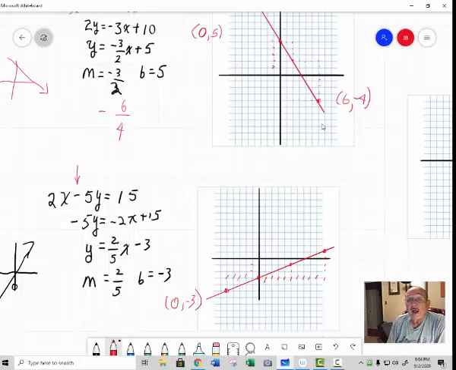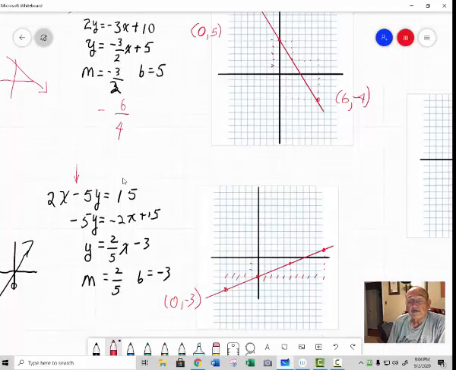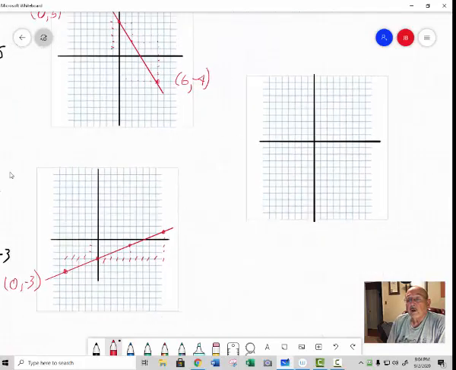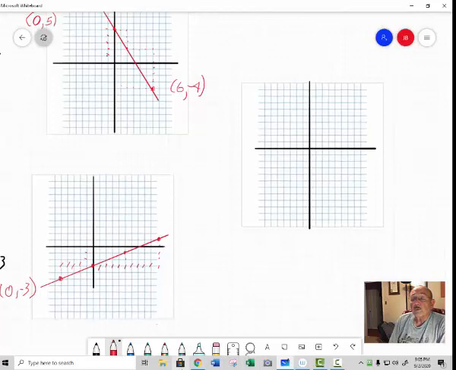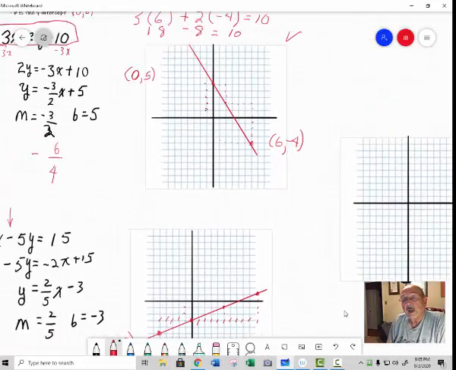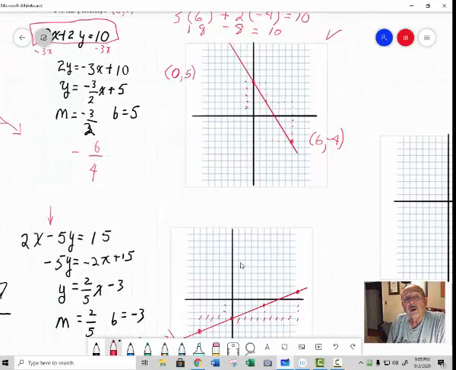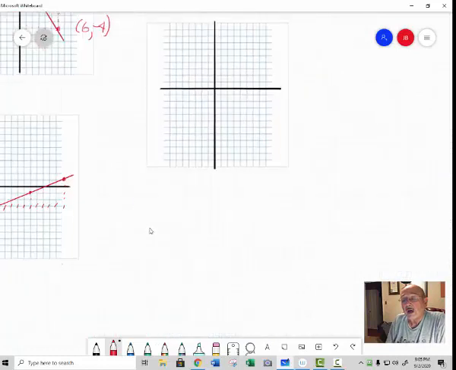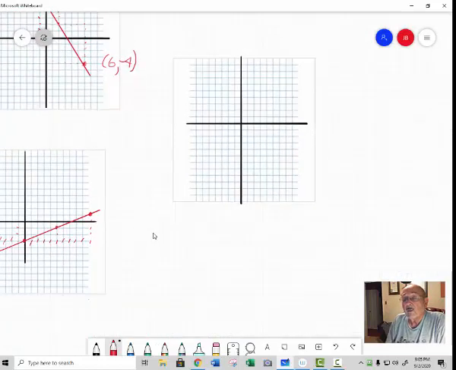Okay, so let's look at this one. Now on this one, what I want to look at is, suppose we take that same first equation, 3x plus 2y is 10. But I want to change it just a little bit. We're going to say that it's 3x plus 2y is less than or equal to 10.